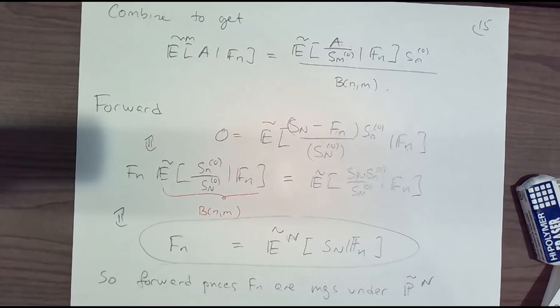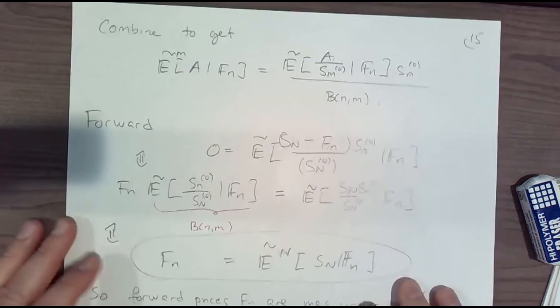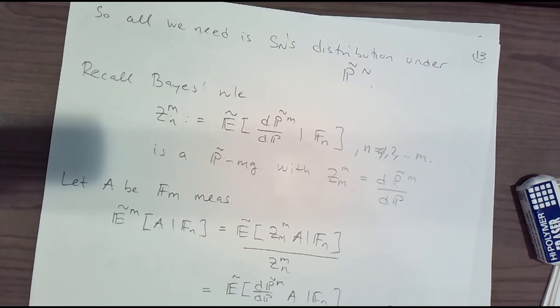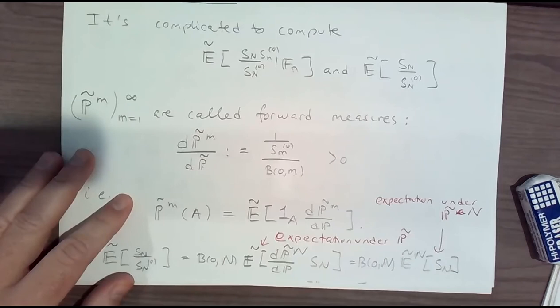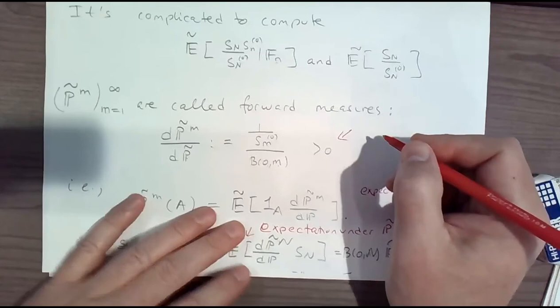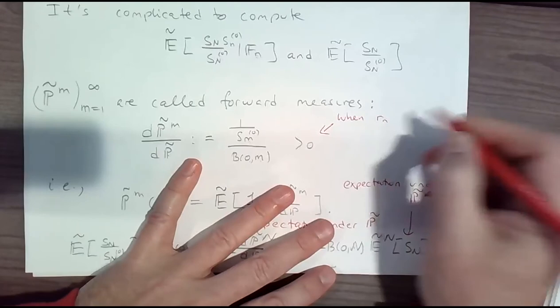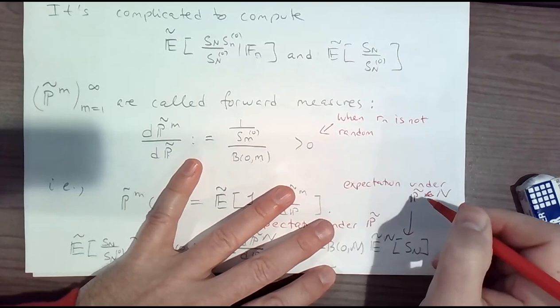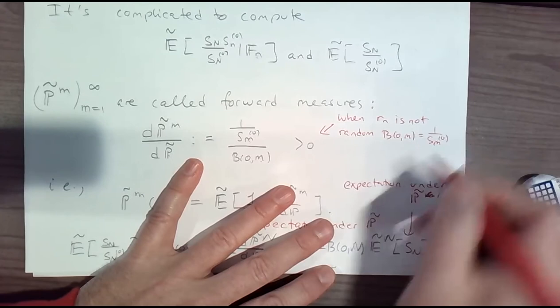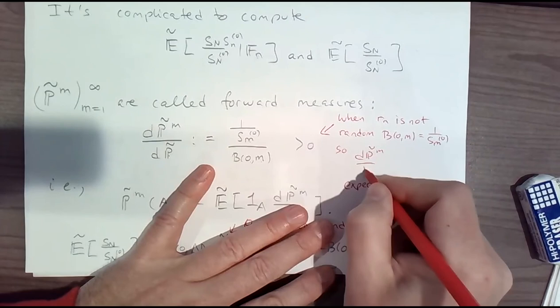One thing that has come up is this role of stochastic interest rates. I started out saying that for fixed income, the new feature is these stochastic interest rates. And you can see why when you look closely at this Radon-Nikodym derivative here, because here we have one over the bank, and here we have the zero coupon bond. So let me make a little note here. When Rn is not random, then the zero coupon bond is nothing else than one over the bank. So this Radon-Nikodym derivative, dP tilde M over dP tilde, is simply one.